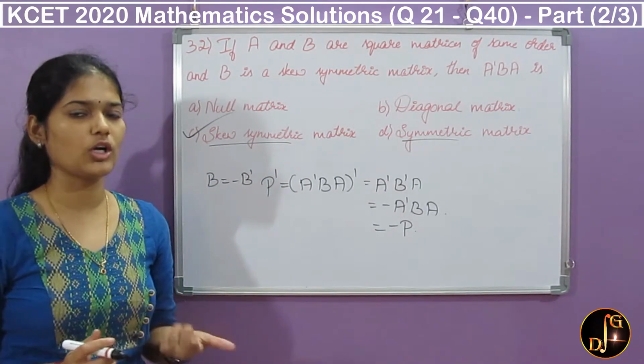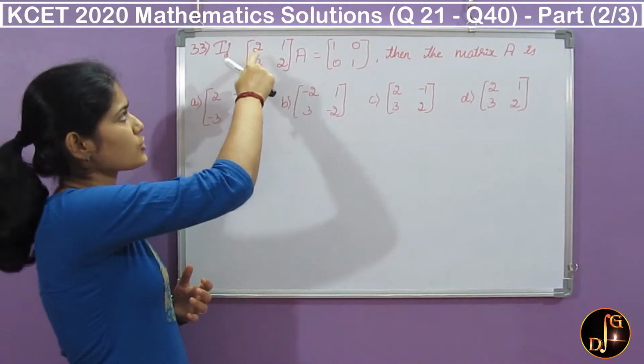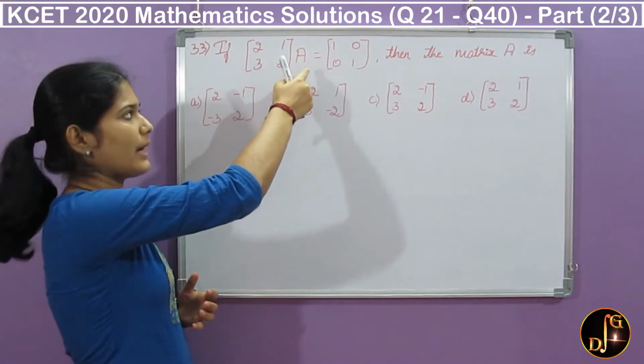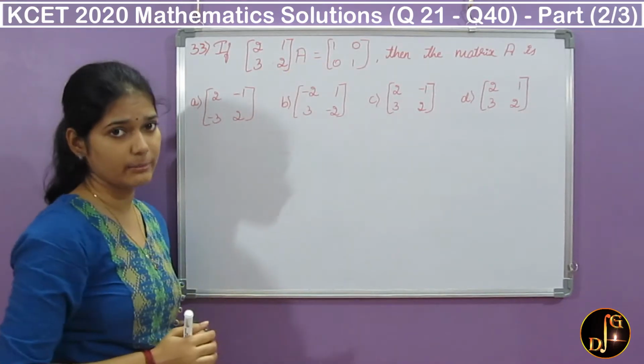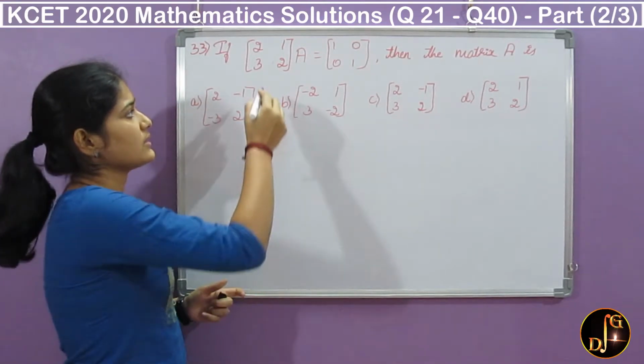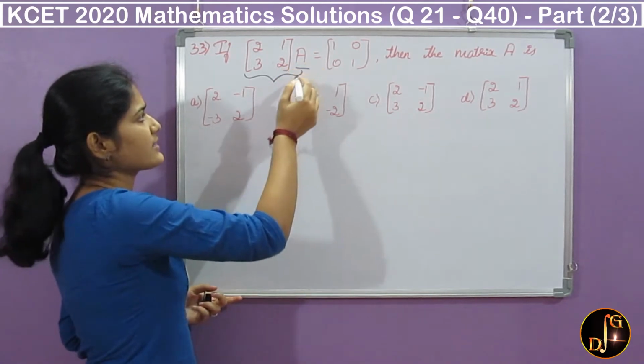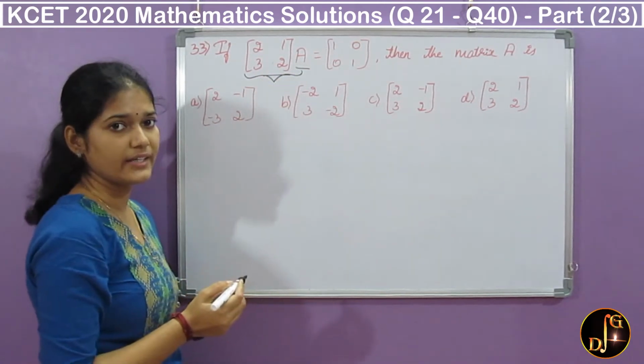Now let's move on to the next problem. In this problem, it is given that the matrix [2, 1; 3, 2] into matrix A is equal to the identity matrix. Then we have to find the matrix A. This into this is equal to identity matrix means this matrix A is the inverse of this matrix, right?